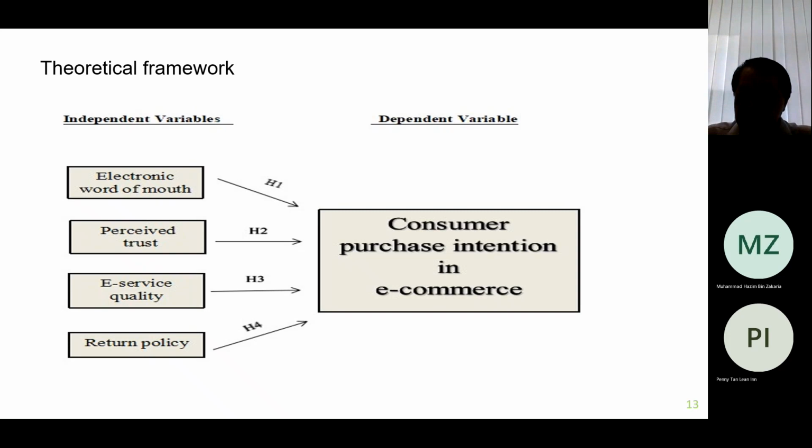So from this one dependent variable and four independent variables, I come up with a theoretical framework here. In the theoretical framework, the dependent variable is consumer purchase intention, and the four independent variables are electronic word of mouth, perceived trust, e-service quality, and return policy.